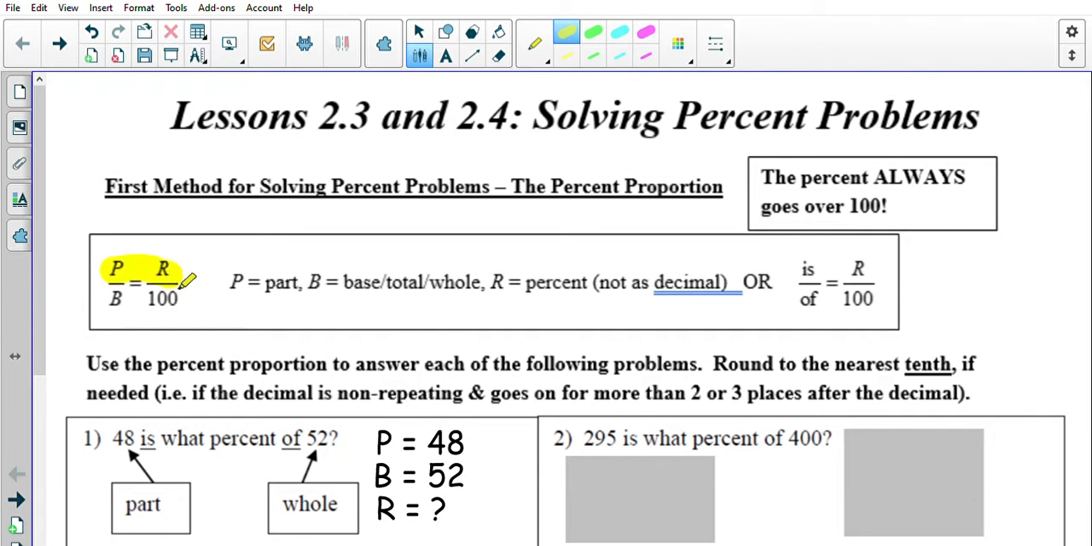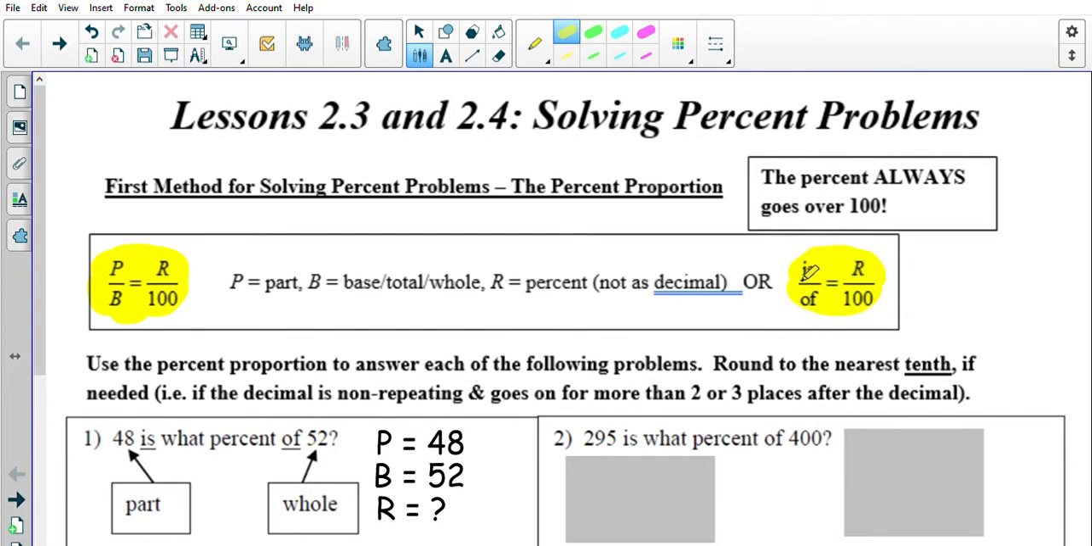So our percent proportion that you'll need to memorize is P over B equals R over 100. P represents the part, B represents the base or total or whole number, base meaning total or whole. And then R is going to represent the percent, but not as a decimal. That's why we're putting it over 100, so we don't need to write it as a decimal. When we do the percent equation, we won't be putting it over 100, so we will need to write it as a decimal.